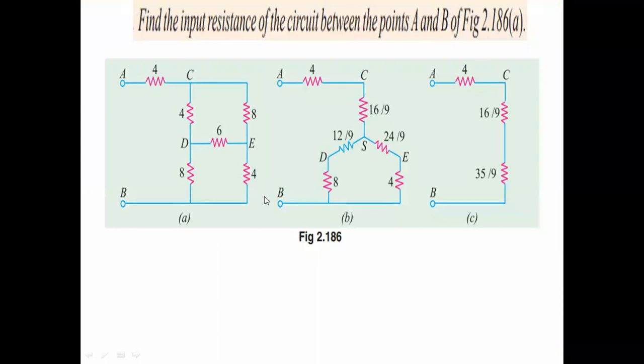See here, this is the circuit given. You have to find out the resistance across A and B. So how can we find it? If you go through this network, there is a resistance in between. And one more thing, I want to give a clarification.